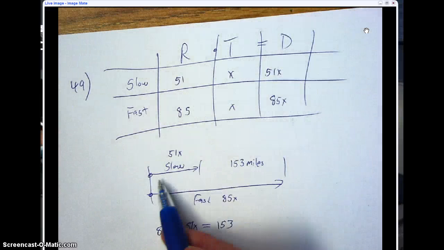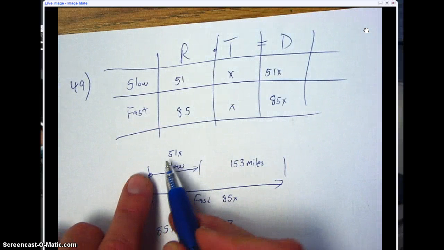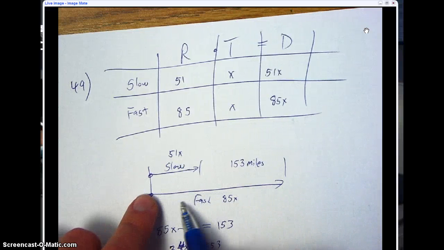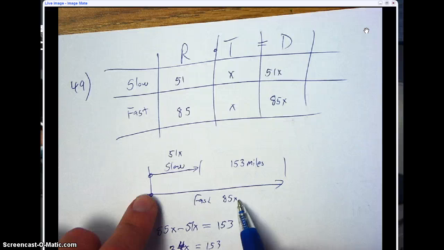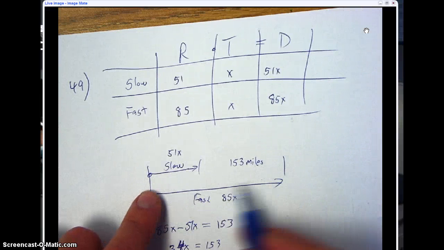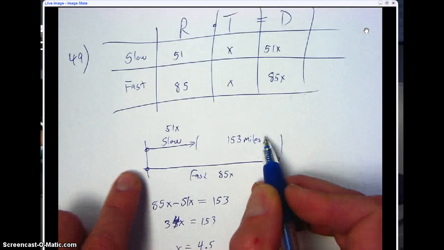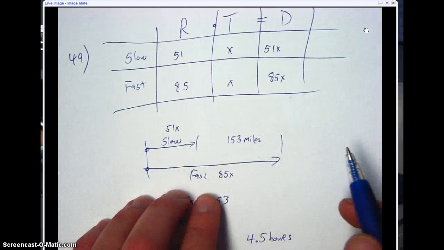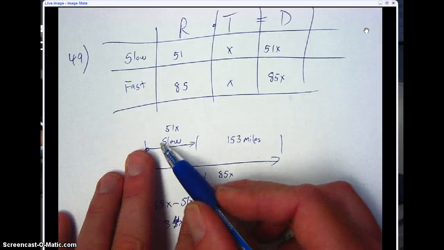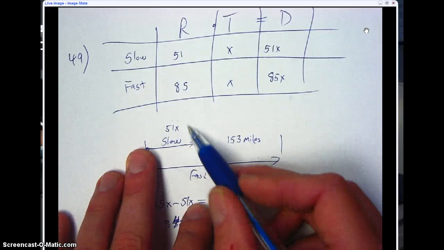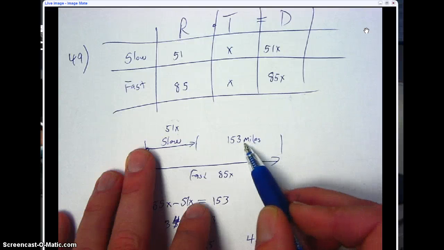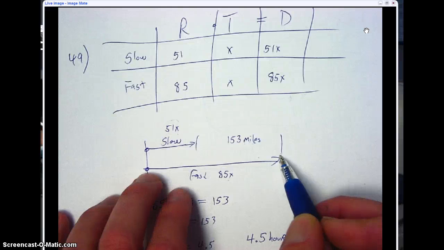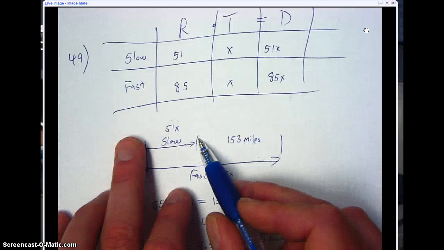They take off from the same place. This guy's just chugging along at a rate of 51 miles an hour for X amount of hours. This guy's going way faster at 85 miles an hour for X hours. And then eventually he's going to have a gap, a lead of 153 miles on him. So if you look at this, you can do actually 3 different equations that are really the same. It's the slow one, plus 153 miles, should equal the fast one. Another way of saying it is the fast one minus 153 miles is equal to the slow one.